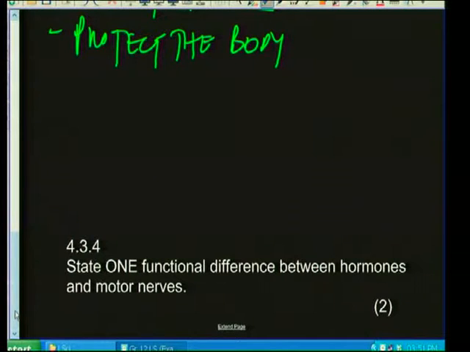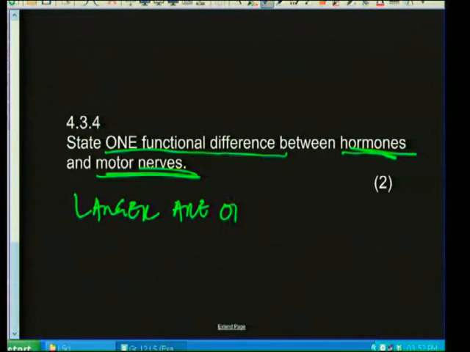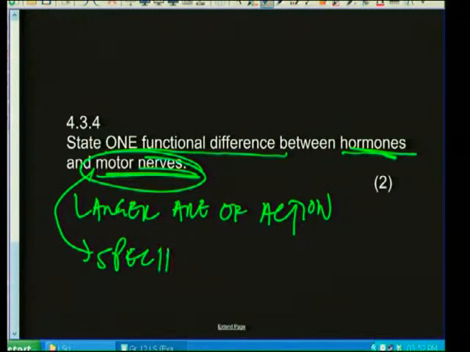And the last question there, one functional difference between hormones and motor neurons. Okay, a hormone has a larger area of action, whereas a motor nerve has a specific area of action. For example, you take your growth hormone. It is secreted and the whole body is affected by the growth hormone. Whereas a motor neuron is causing a particular muscle to contract or relax.